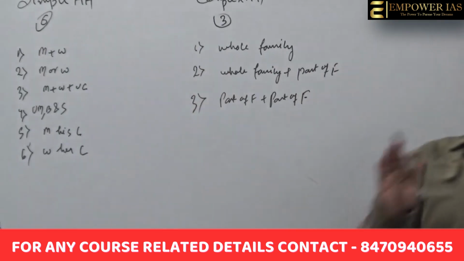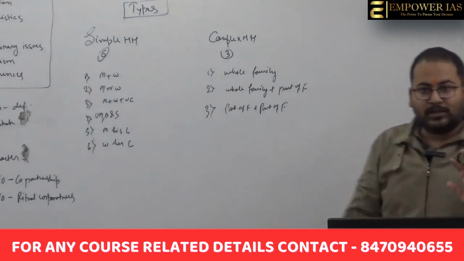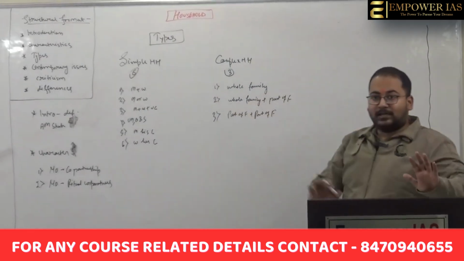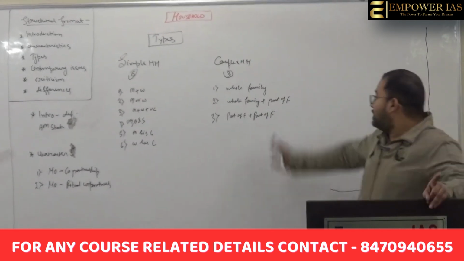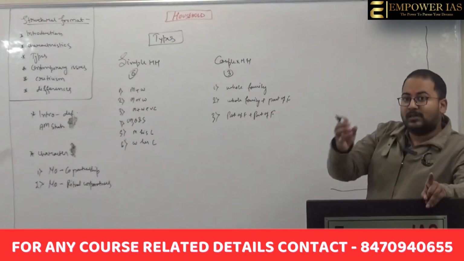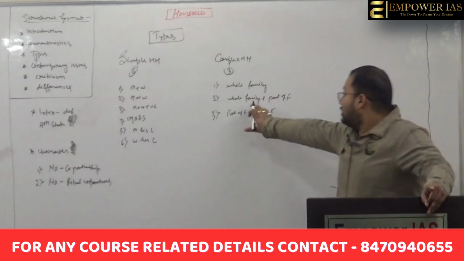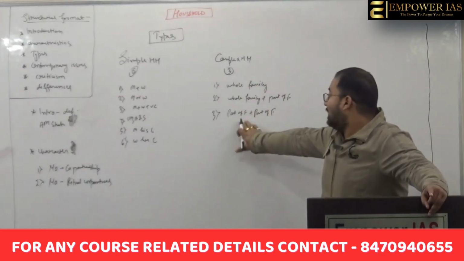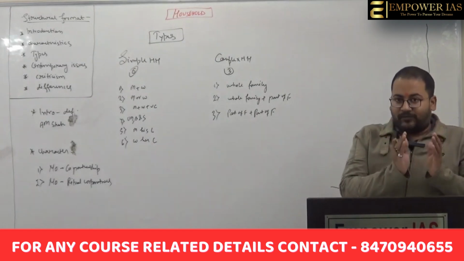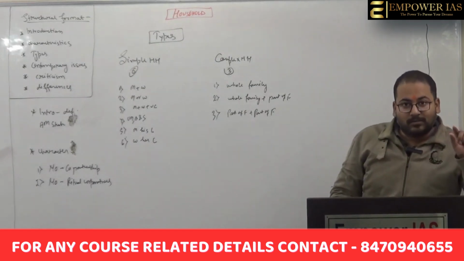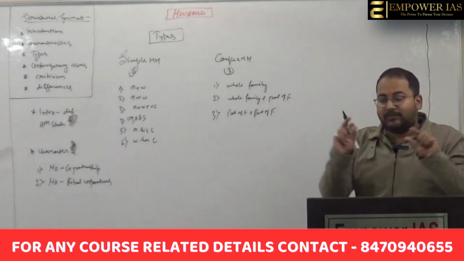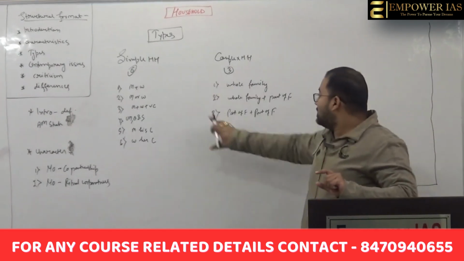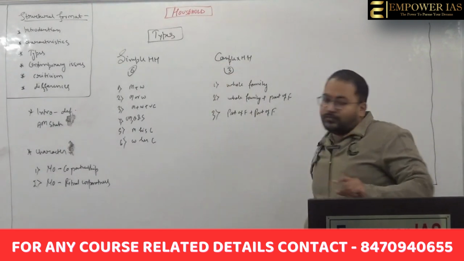So when two or more families are residing in a particular house, that is known as a complex household. The second type is where one whole family is residing with a part of another family, meaning some members of the other family reside with the first family. This is known as the second type of complex household. And the third is a part of some family, for example, some members of the first family and some members of the second family residing within a house. That is known as a complex household, which is of three types.